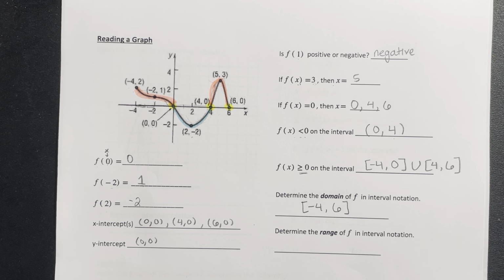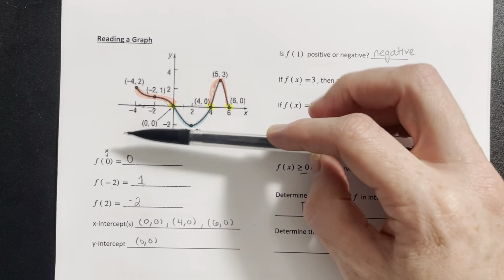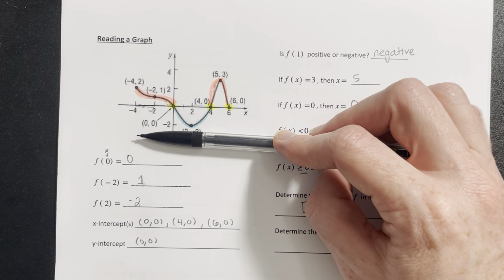All right, and then we look at the range. The range is the set of y values in a function. So if we describe all of the y values that exist somewhere in the function, we start with our lowest y value. This lowest y value is -2.